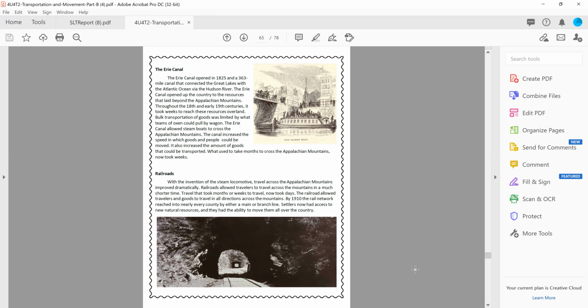Railroads. With the invention of the steam locomotive, travel across the Appalachian Mountains improved dramatically. Railroads allowed travelers to travel across the mountains in a much shorter time. Travel that took months or weeks now took days. The railroad allowed travelers and goods to travel in all directions across the mountains. By 1910, the rail network reached into nearly every county by either a main or branch line. Settlers now had access to new natural resources, and they had the ability to move them all over the country.